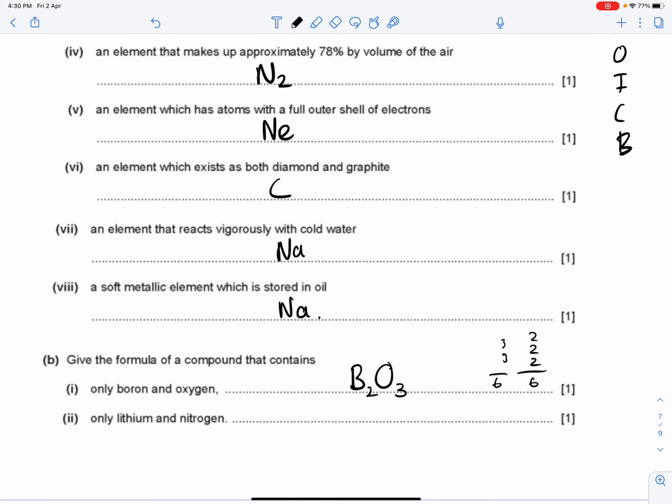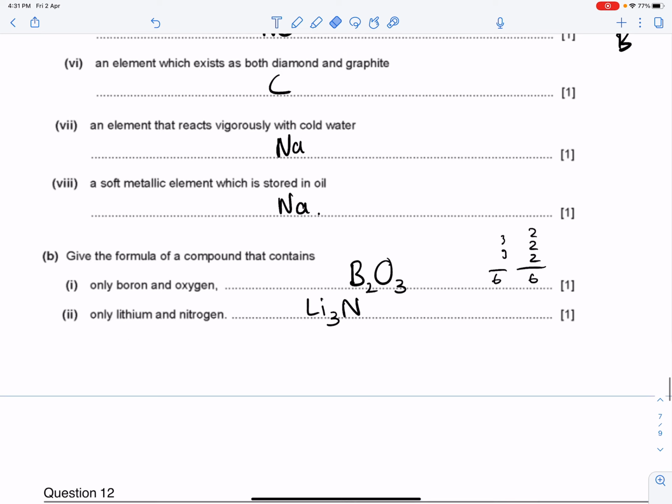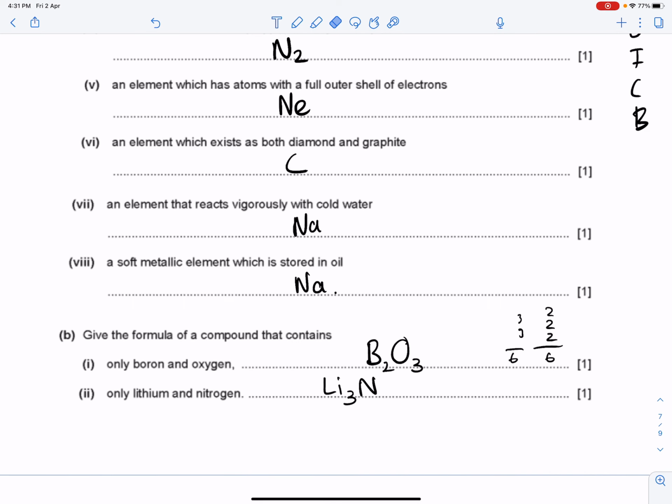Only lithium and nitrogen, so it's going to be lithium nitride, Li and N. Well, this is a metal with a non-metal, so it is going to be positive and negative. Well, nitrogen is in group 5, so it needs to accept 5, not 5, silly Mrs. Baker. It's going to accept 3, and lithium can only give away 1. So you need 3 lithiums to make 1 nitrogen happy. Okay? That's the end of question 10 and question 11. Bye for now.